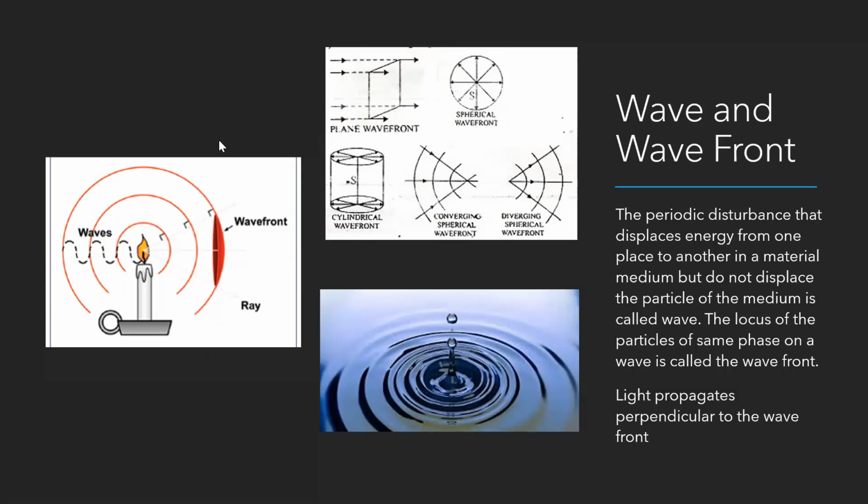Now, another case: suppose plane light rays, or parallel light rays, are coming from a distant source. And if we keep a convex lens here, we know that all the light rays will converge at a point, right? So these are the light rays which are converging at a point. If we consider perpendicular to it, we get a spherical shape. So, for converging light rays, the shape of the wavefront will be spherical.